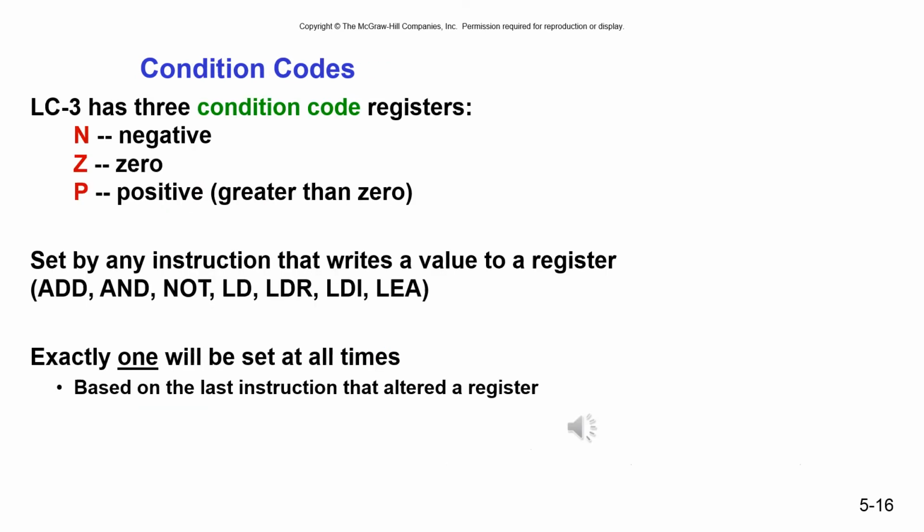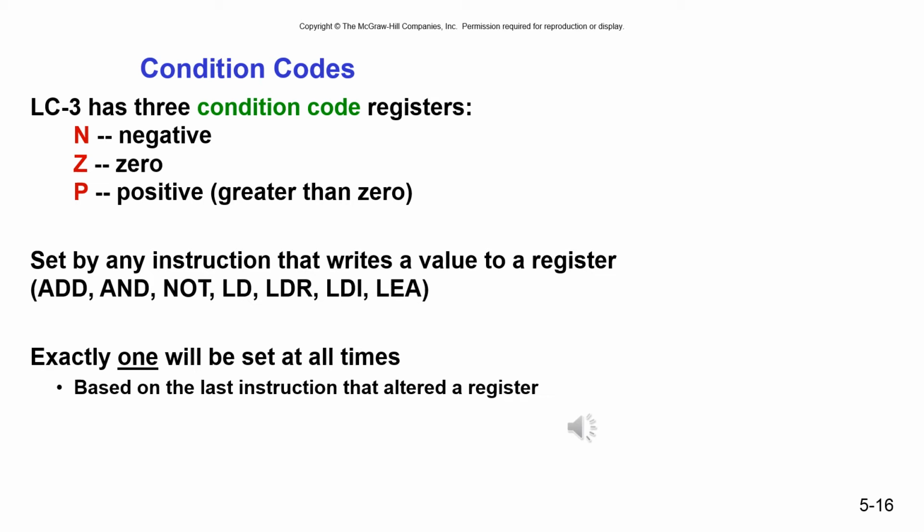The LC3 has 3 condition code registers: N, negative, Z, 0, and P, positive. And these are set by any instruction that writes a value to a register. So going back to the instruction set, any instruction that has a destination register in its syntax will set the condition code. Now, condition codes are set all the time and never used. So it's not a matter of, oh my God, I set a condition code, I have to use it.